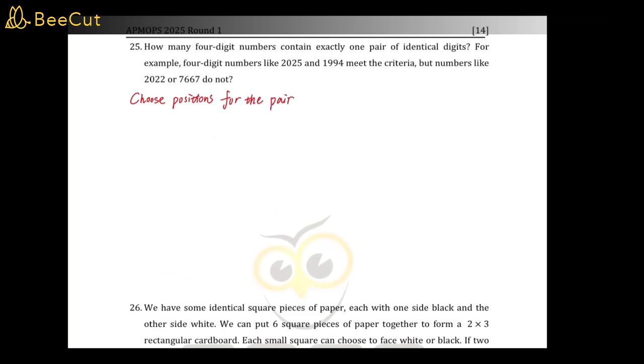The pair of identical digits can be any of the 4 digits. So that's 4C2, that's 6 ways. Then let's check after you select the position, how many different arrangements are there? So first we can try AA, BC.